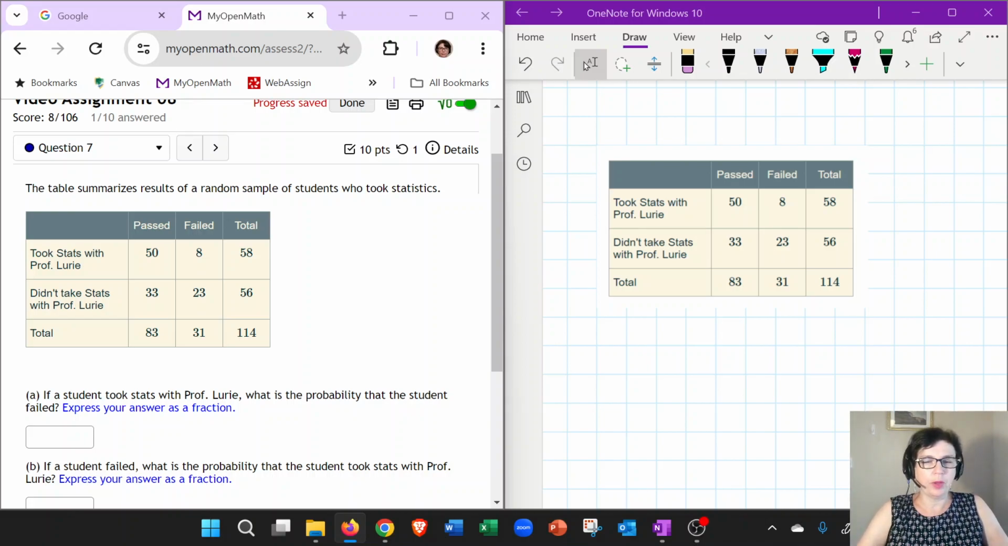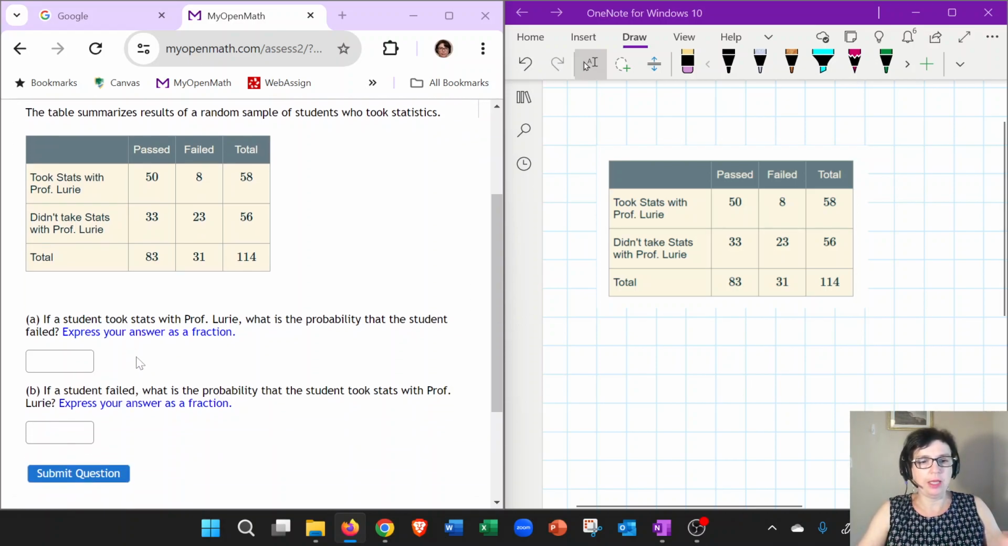Guys, in this quick question, we are going to take a look at conditional probability using contingency tables. Usually you will have to first find the totals for the table, but assuming you know how to do that, let's see if we can answer some questions. The first question says, if a student took statistics with Professor Lurie, what is the probability that the student failed?